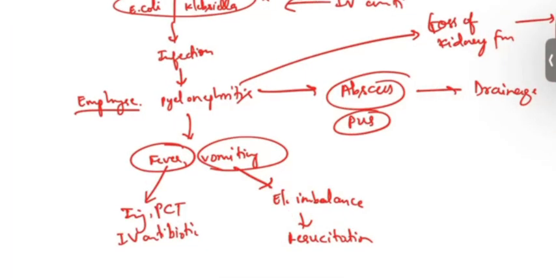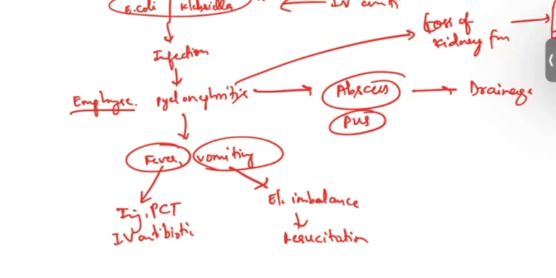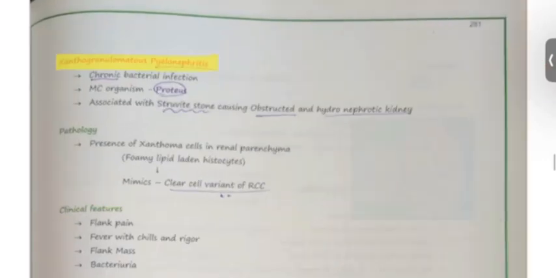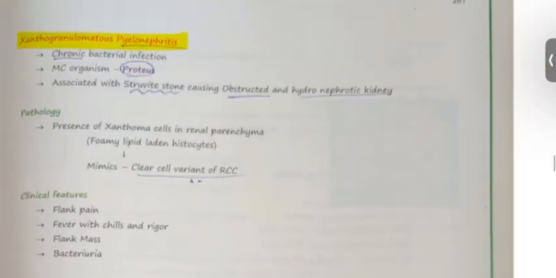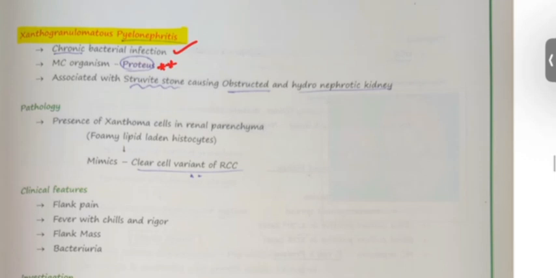This regarding emphysematous pyelonephritis I have taught you. Okay. Similarly, next, what is xanthogranulomatous pyelonephritis? This is a chronic bacterial infection, and the most common organism is Proteus. Proteus, as we all know, is associated with staghorn calculi. Similarly, this xanthogranulomatous pyelonephritis is associated with struvite stone, which causes an obstructed and hydronephrotic kidney.